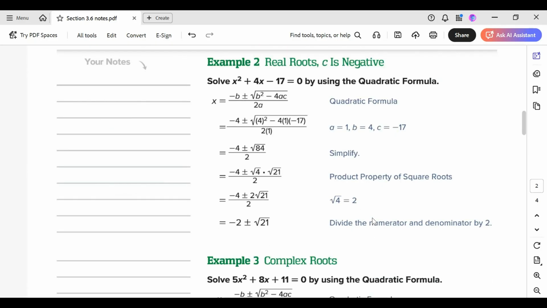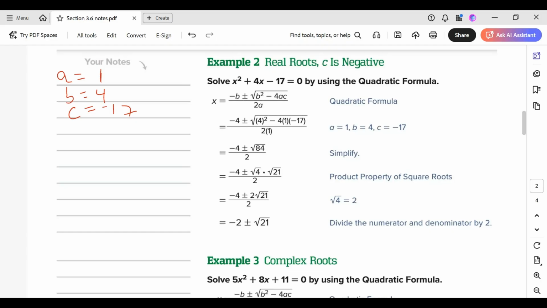In example 2, it says real roots where the C value is negative. It starts out saying solve x squared plus 4x minus 17 using the quadratic formula. So identify your values. The A value is a positive 1, the leading coefficient for x squared is 1. The B value is a positive 4, and the C value is a negative 17. So you substitute in for A, B, and C.